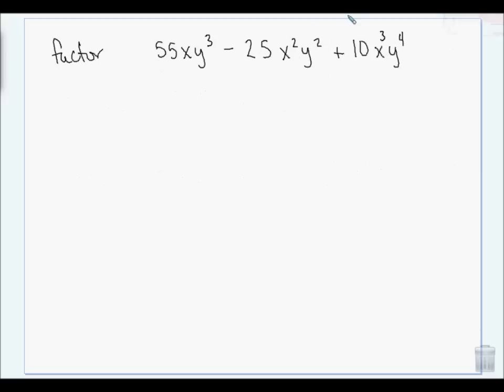This is not one of the polynomials that we can just factor easily. So what you would do first is you look for the largest number that we can factor out. What number do these all divide by? These will all divide by 5.